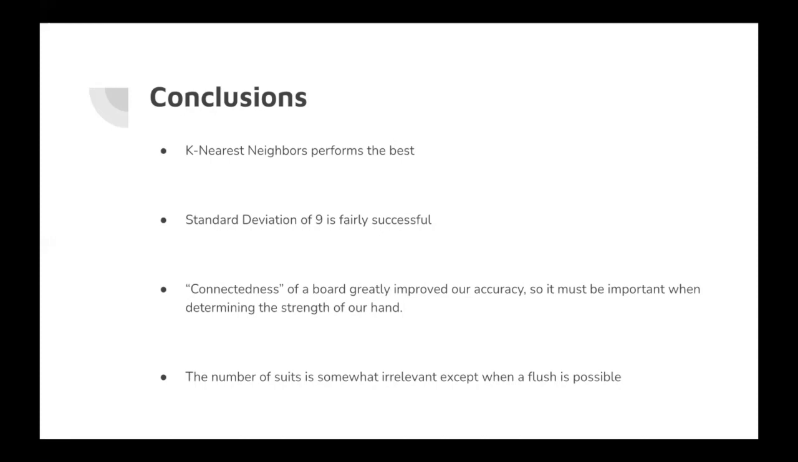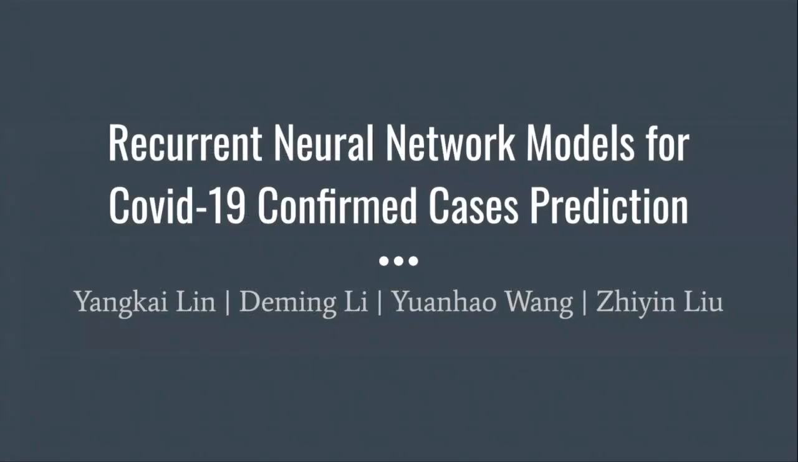Hi, everyone. Our project is about COVID-19 confirmed cases prediction based on deep learning. Our team members are Yang Tailin, Deming Li, Yuanhao Wang, and Zhiyin Liu. COVID-19 has been seriously affecting our life quality, not only in the United States, but all over the world. Our main goal is to predict the future trend of COVID-19 positive inquiry cases to help citizens be familiar with the future trend so that we can better plan our life.